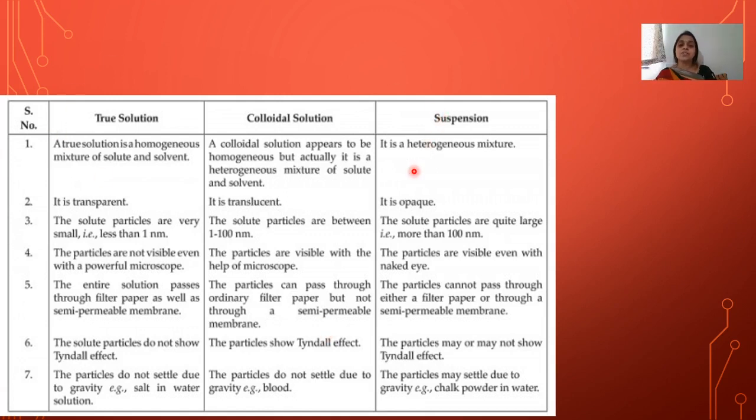Coming to suspension, it is a heterogeneous mixture. It is opaque, and the particle size is more than 100 nanometer, and they are visible to the naked eye. They cannot pass through filter paper or a semi-permeable membrane, and they may or may not show Tyndall effect based on the size of the particle. The particles settle down when you leave it for a few minutes, because they are not stable. The particle size is so much bigger that it settles down. Example, chalk powder in water.